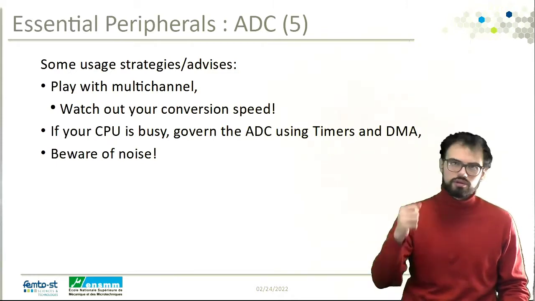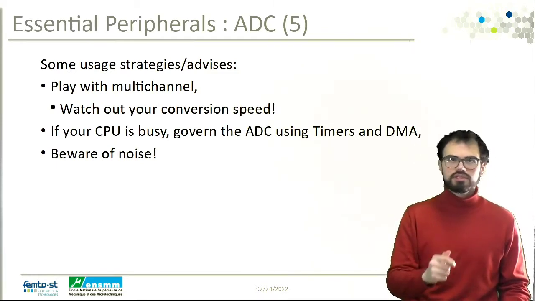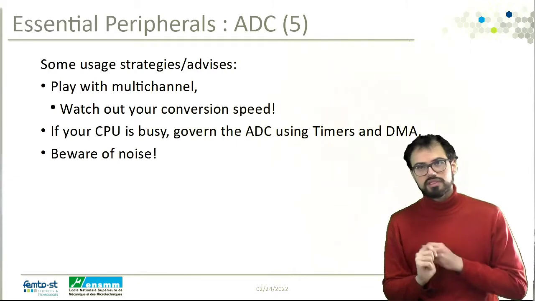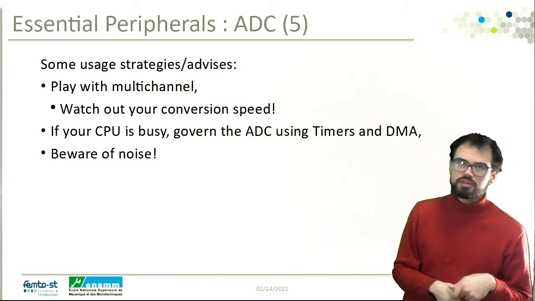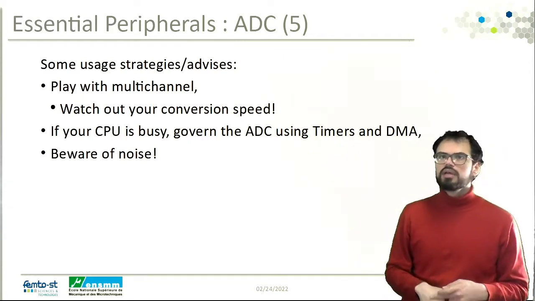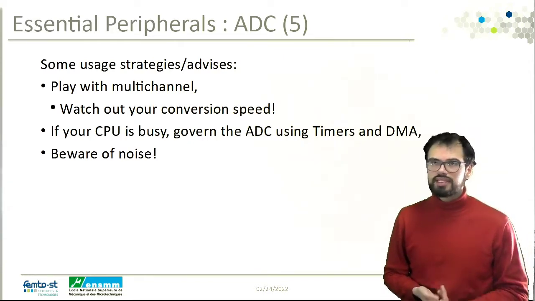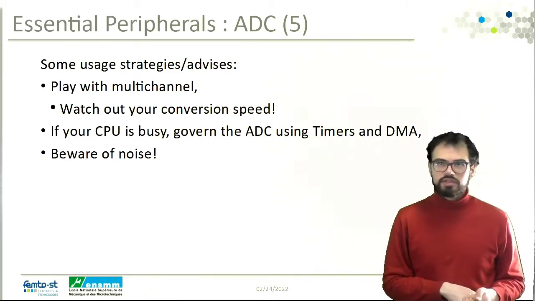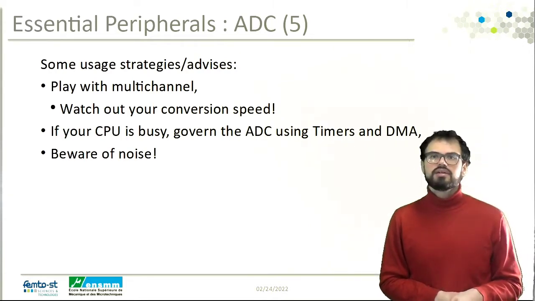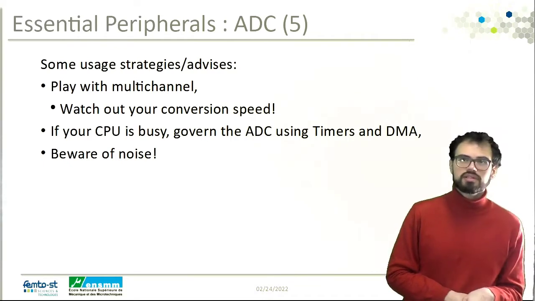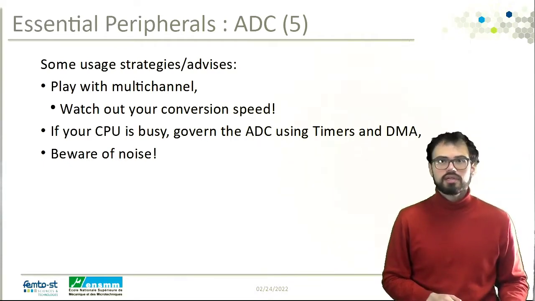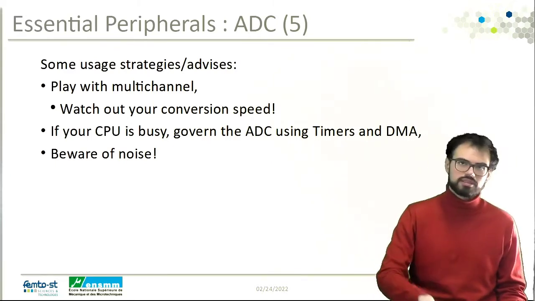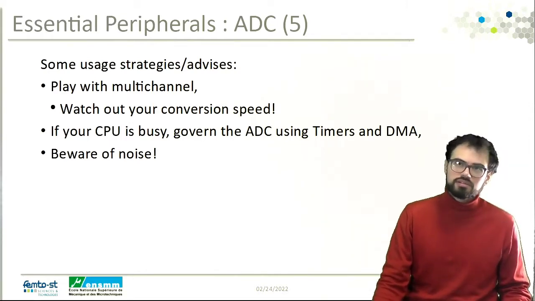When you work with your ADC, especially in your STM32 implementation, if you are multi-channel, use it. It can be interesting, especially if you don't need to do very fast conversions. Then, if your CPU is busy doing computation, you can also govern your ADC with a timer, start with a timer, and use the DMA to transfer the measure directly to some memory part. And then, as I was saying, the noise can be your friend if it's white noise, but you have circuitry for that, but it can also be your enemy.